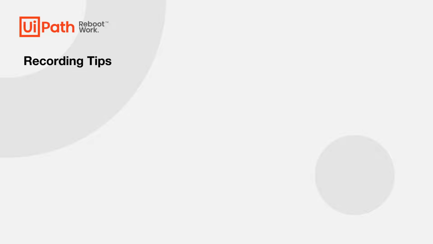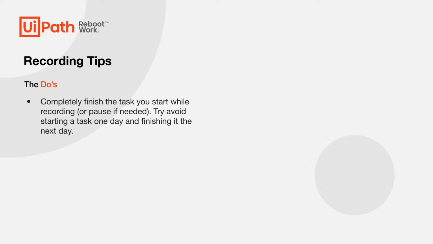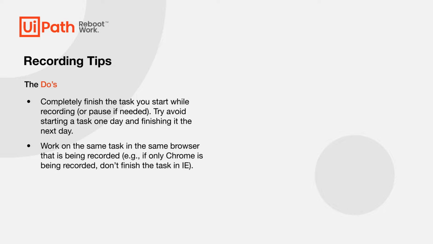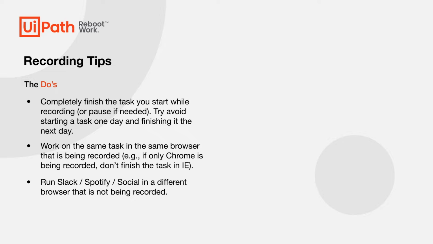Now that you know what the recording will look like, let's also look at some do's and don'ts to ensure optimal results. During the recording, finish the tasks you started while recording. Try to avoid starting a task one day and finishing it the next day. Work on the same tasks in the same browser that is being recorded. Don't use different browsers for the same task. We also recommend you use Slack, Spotify, and social media in a different browser that is not being recorded.